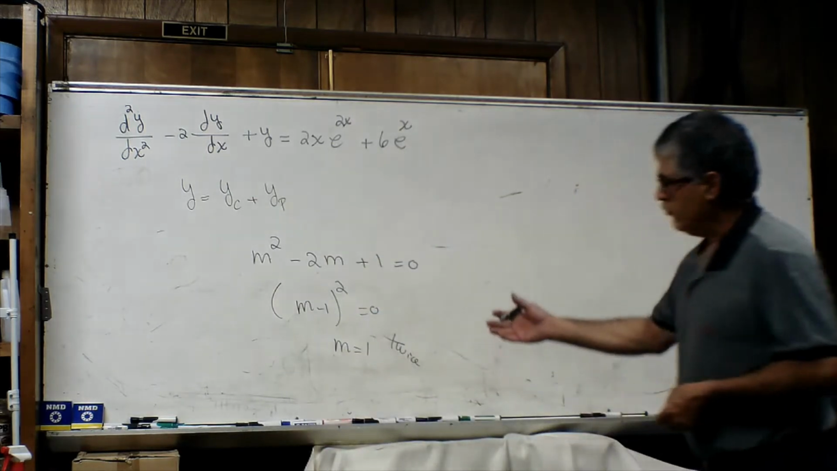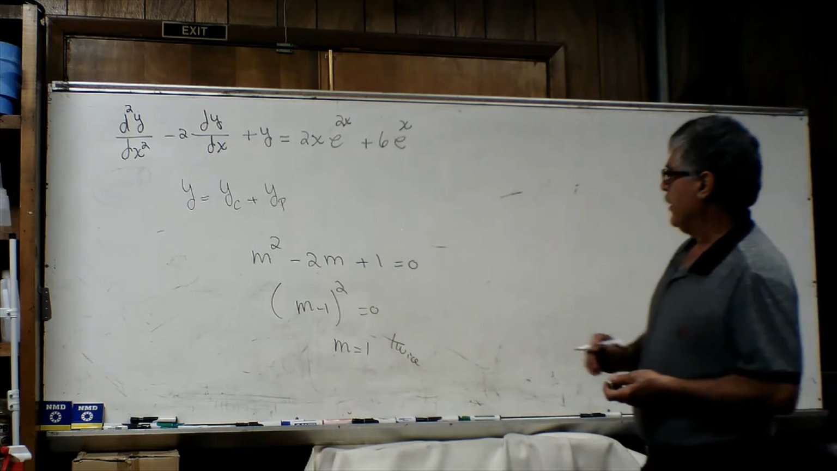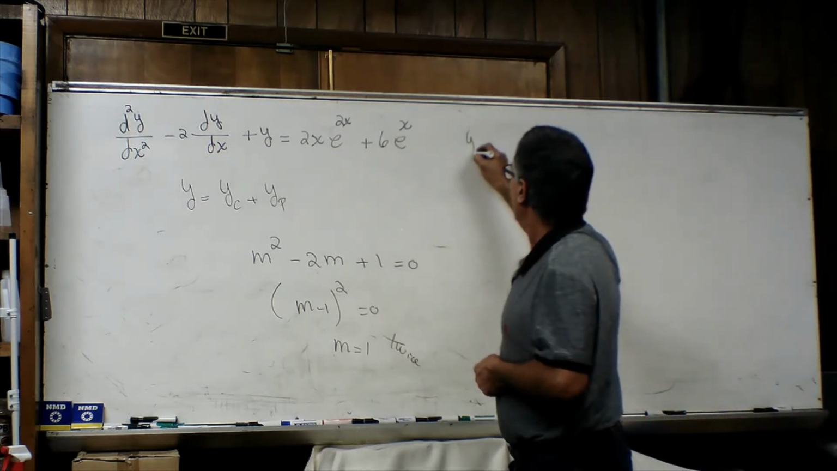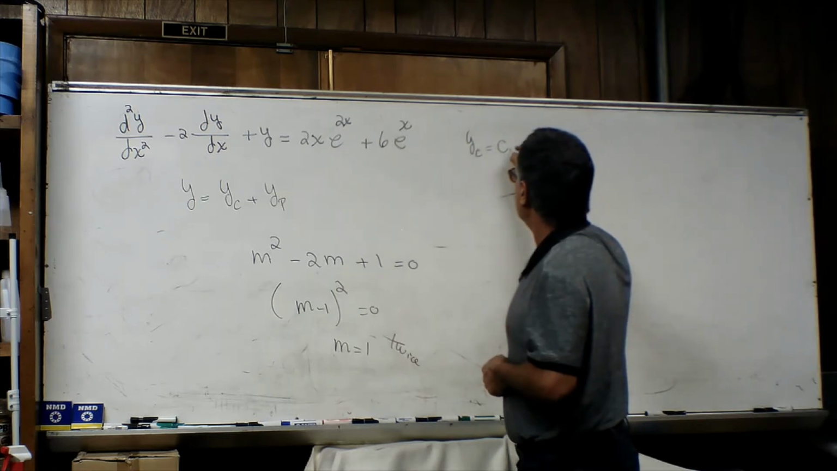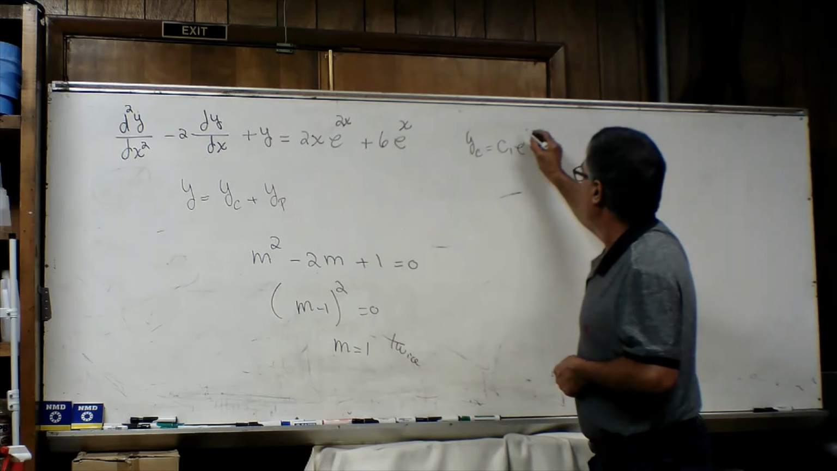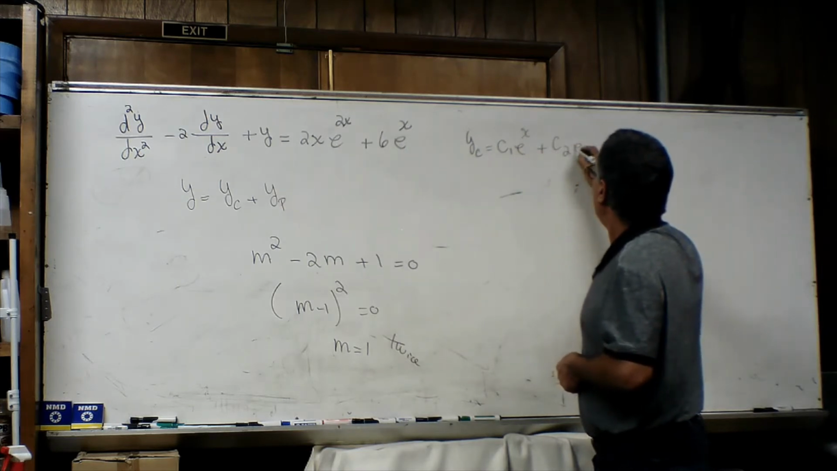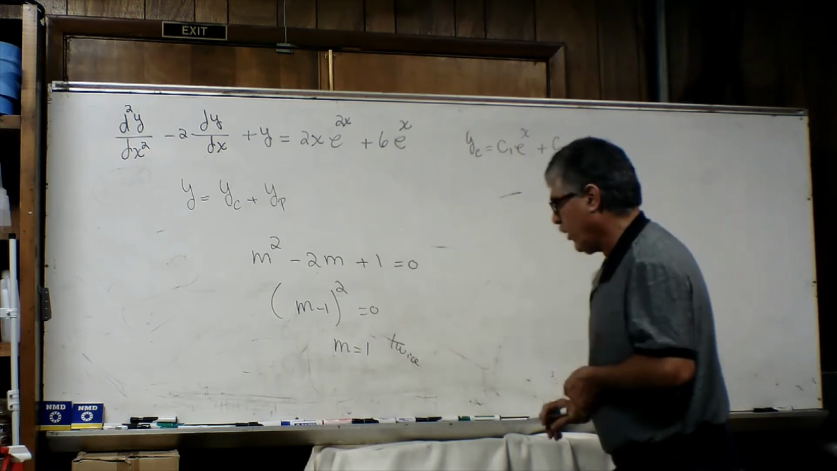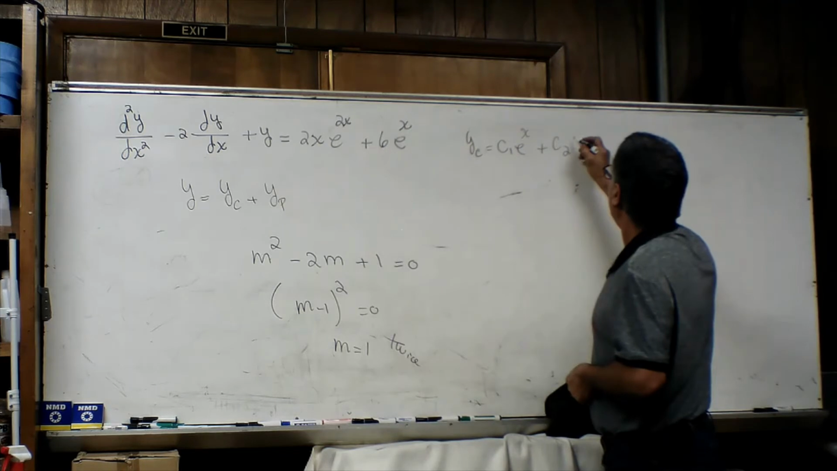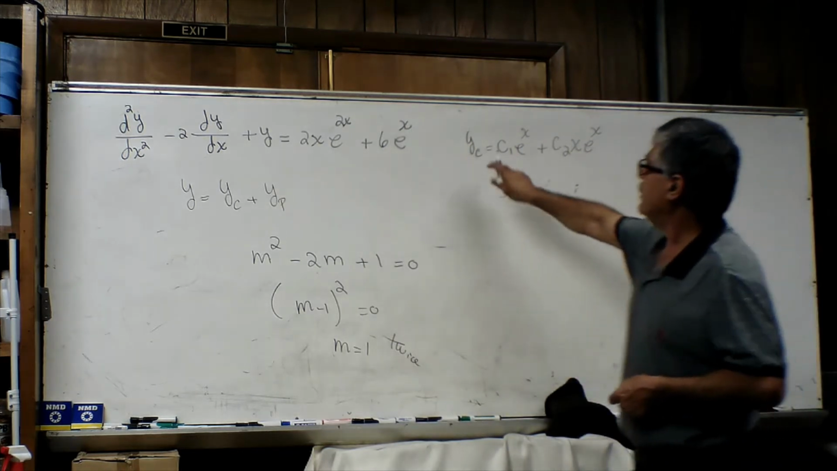So for the repeated root like that, yc will be equal to c1 e to power x plus c2 x e to power x. So this is our yc.